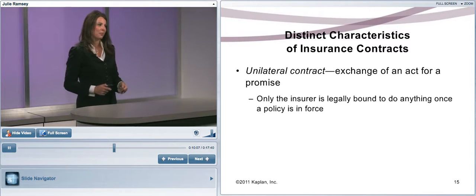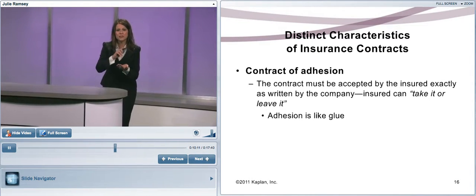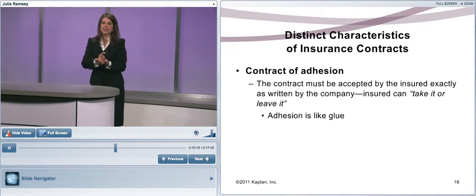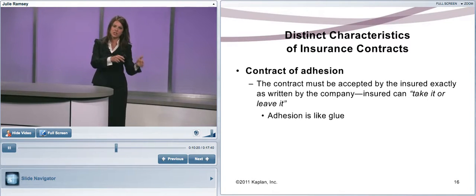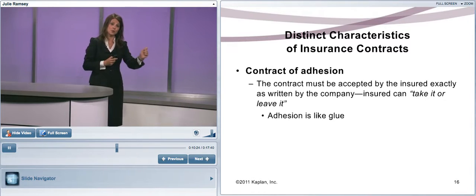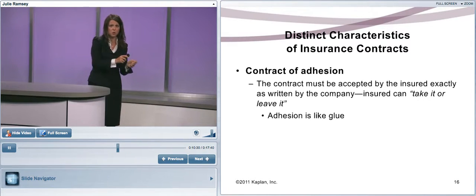Another term I want to talk about is contract of adhesion. Contract of adhesion, I want you to think of glue. Either you want it or you don't. It's not like real estate where you can go back and forth and change the contract. I want this or that, whatever. I can't do that. Client, either you want it or you don't. It's like glue. I can't change the way it's written.